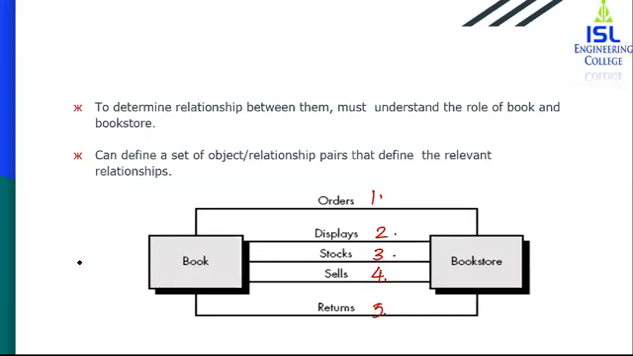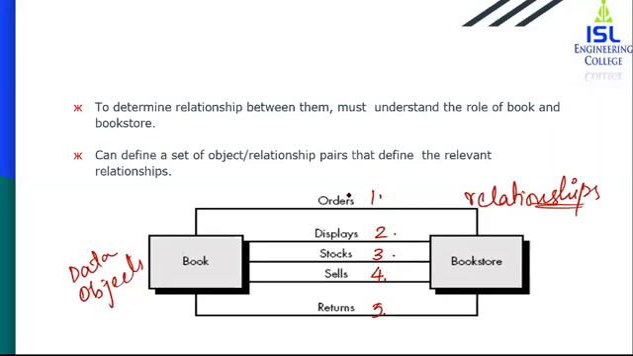So these are the book and bookstore. These are the different data objects, and how these data objects are connected is called your relationships. There can be different types of relationship between two different data objects.